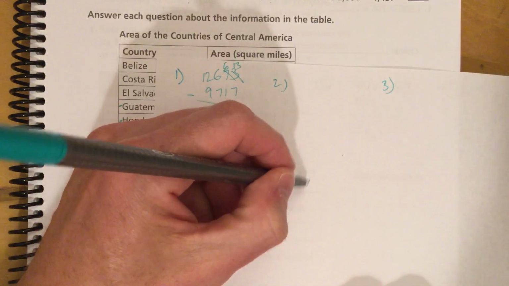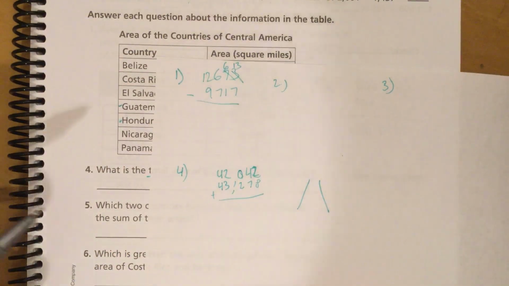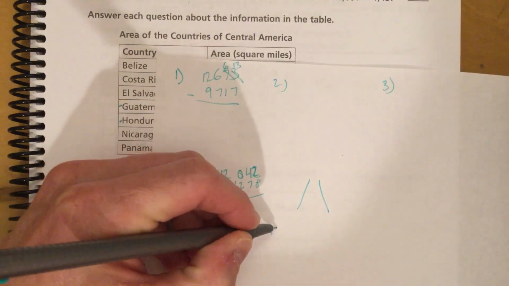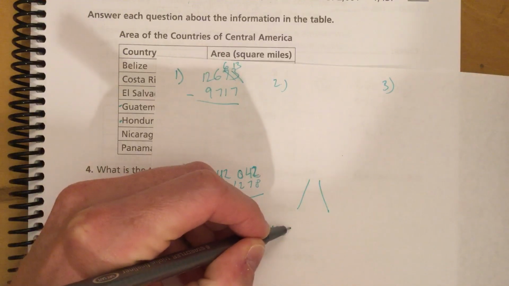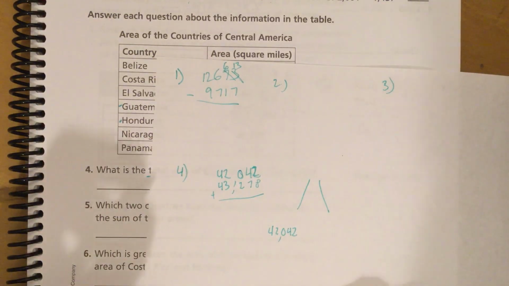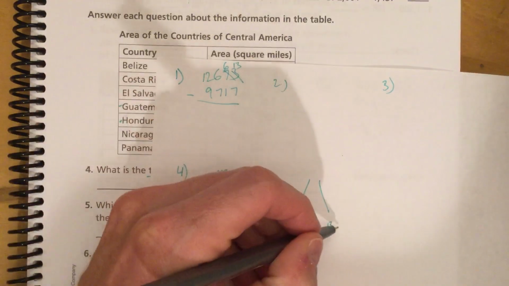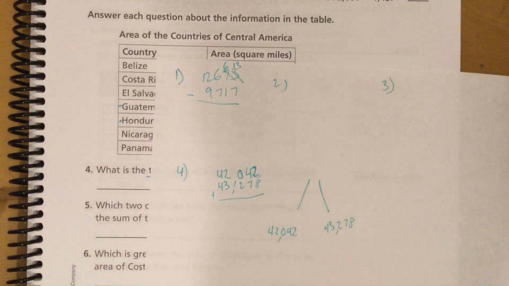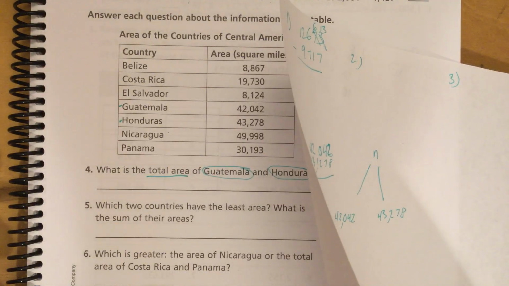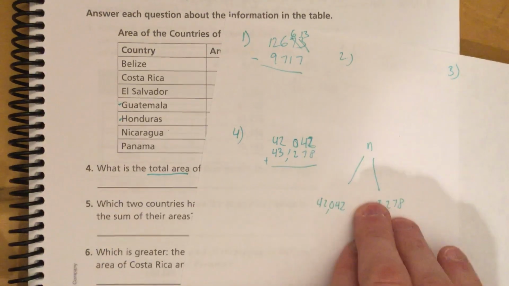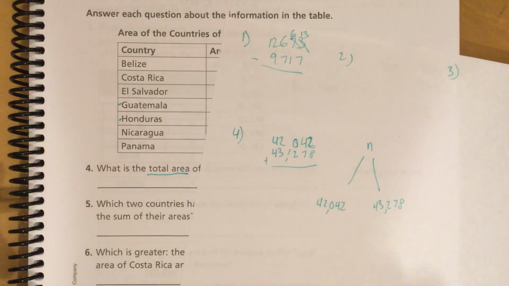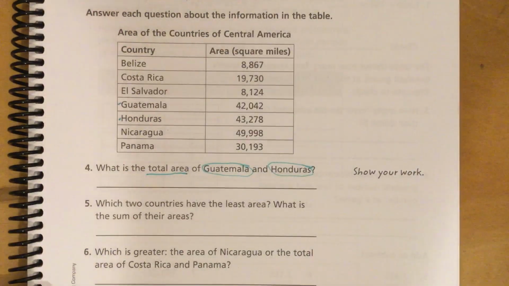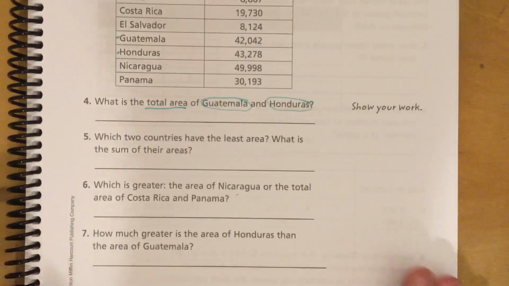If you really wanted to, you could also set it up kind of like this, where you've got your 42,042 right there on your math mountain, and your 43,278 right here, and we're looking for the total up here, right? Because we're looking for a number. But I'm not going to make you do it like that right now. So that's number 4, right?